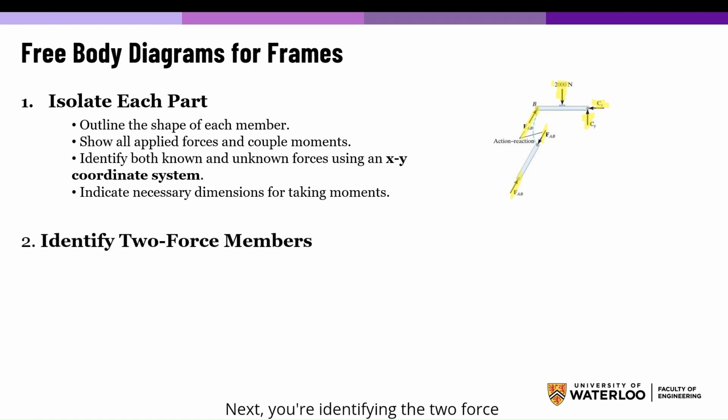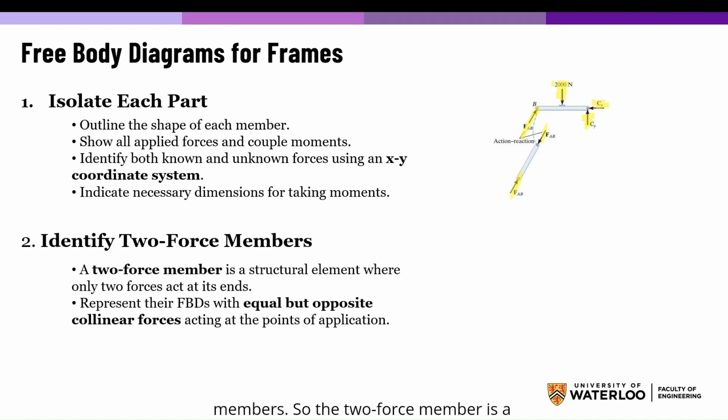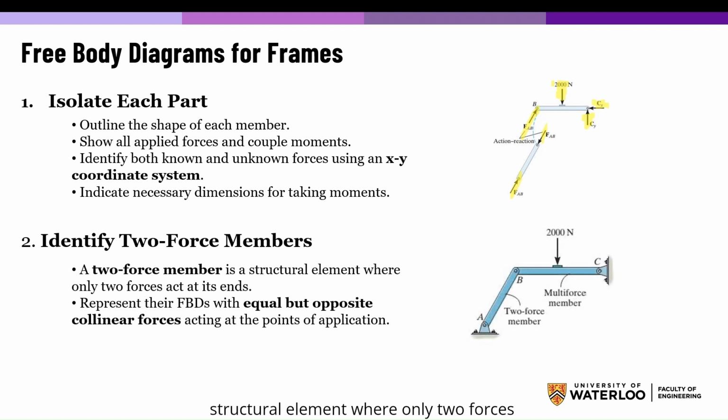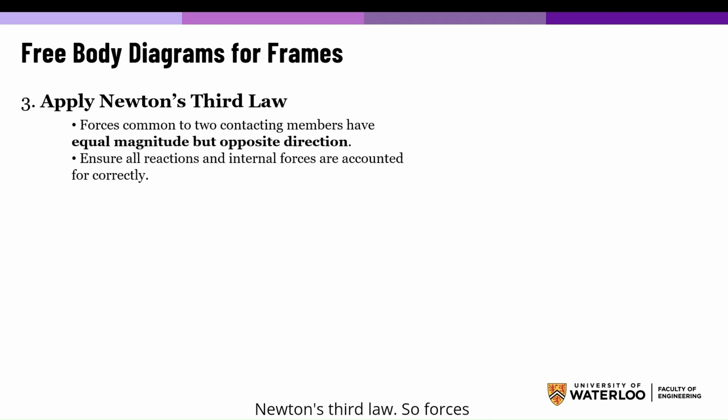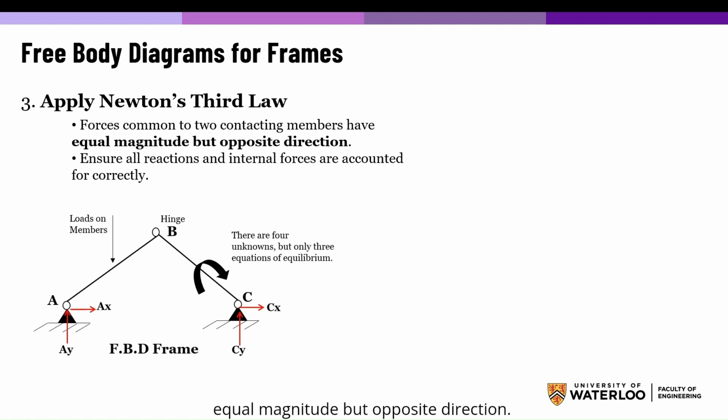Next, you're identifying the two force members. So the two-force member is a structural element where only two forces act at its ends. Remember that they are equal, opposite, and collinear. Identifying these helps reduce the number of equilibrium equations needed. And lastly, you're applying Newton's third law. So forces common to two contacting members have equal magnitude but opposite direction.